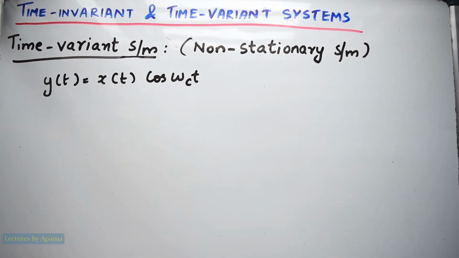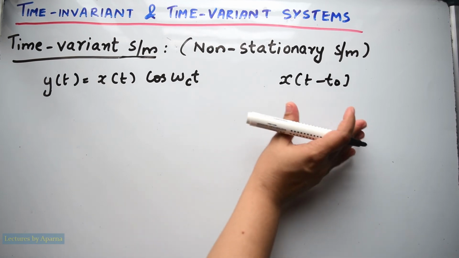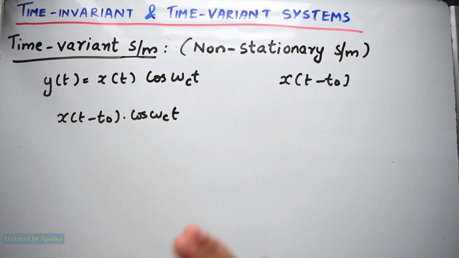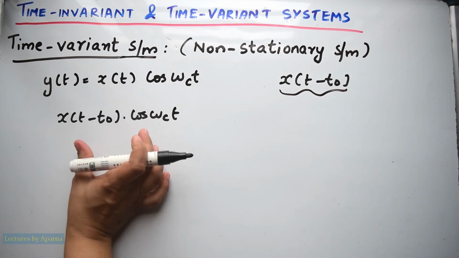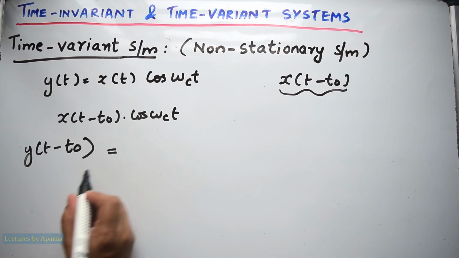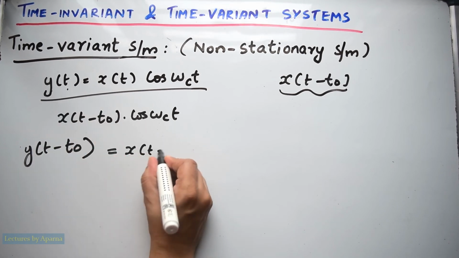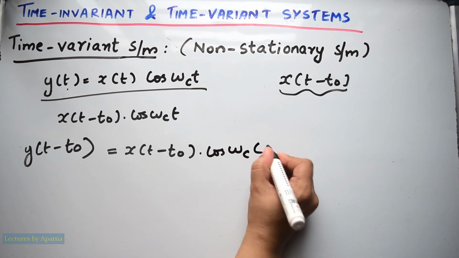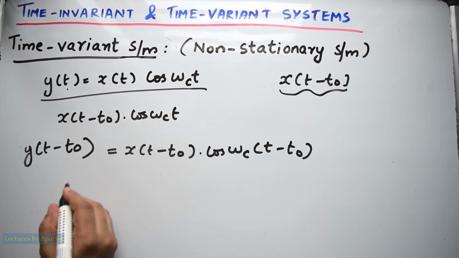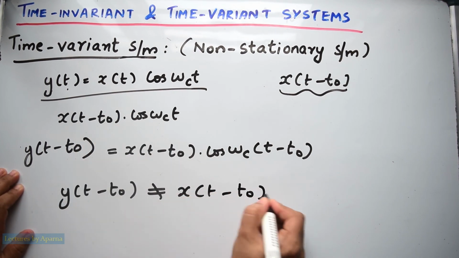Now consider there is a time shift in the input signal. So the input signal will now be x of t minus t0. When you put that in this equation, you will get x of t minus t0 into cos omega ct. That is, you have just substituted this time shifted input in this system. This is not equal to y of t minus t0, because y of t minus t0 is equal to, if you look at this equation, instead of t, if you substitute t minus t0, you will get x of t minus t0 into cos omega c into t minus t0. This term is not equal to this term. Therefore, y of t minus t0 is not equal to x of t minus t0 cos omega ct.